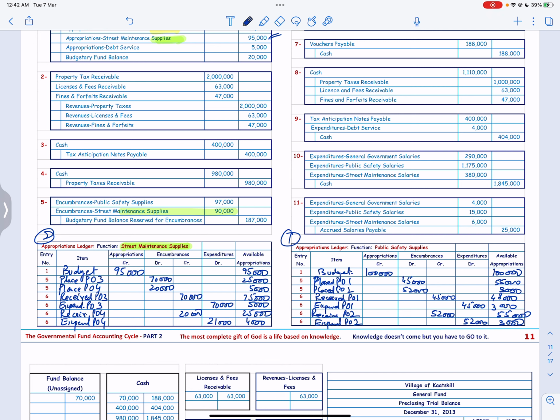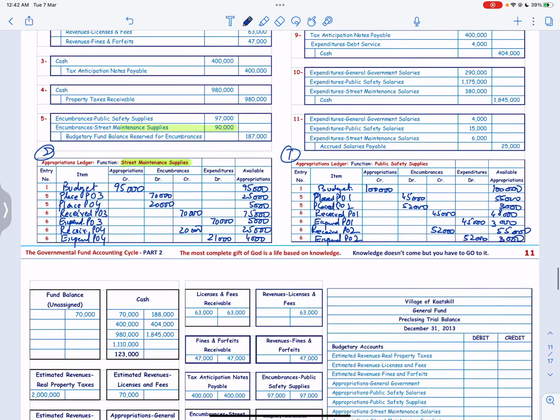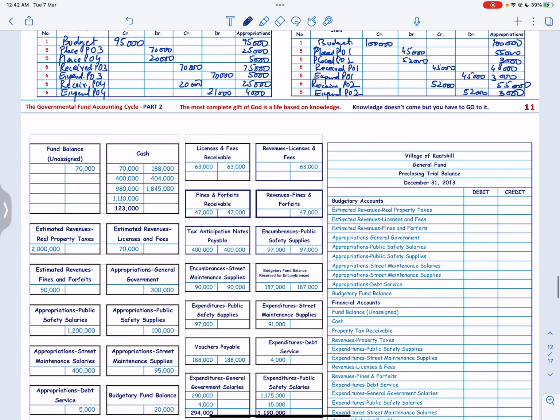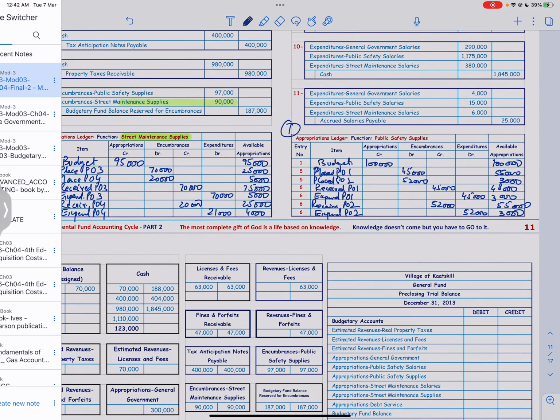Next, we are going to prepare the T account. I have simply posted the information in the T account over here, and I would like to add only a few over here.